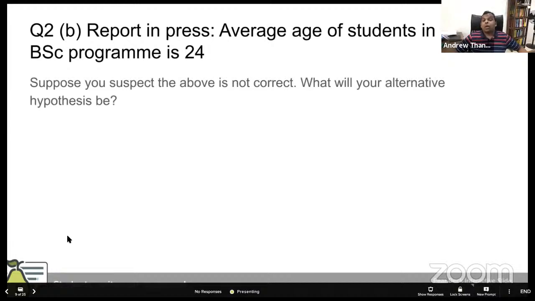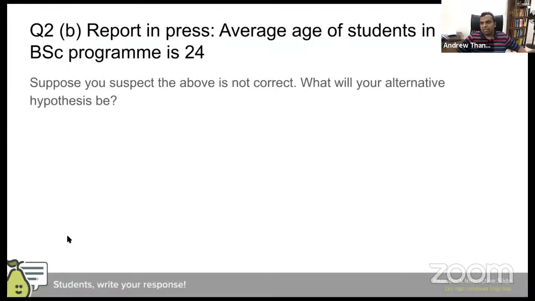Suppose you suspect the above is not correct. Notice my choice of words in English. I'm not saying suppose you suspect the above is too high or too low. I'm simply suspecting that it is incorrect, which means what? It could be wrong on either side. It could be too high or it could be too low. So that's the suspicion I have. Under that suspicion, what is a good alternative hypothesis in the testing framework that we have?